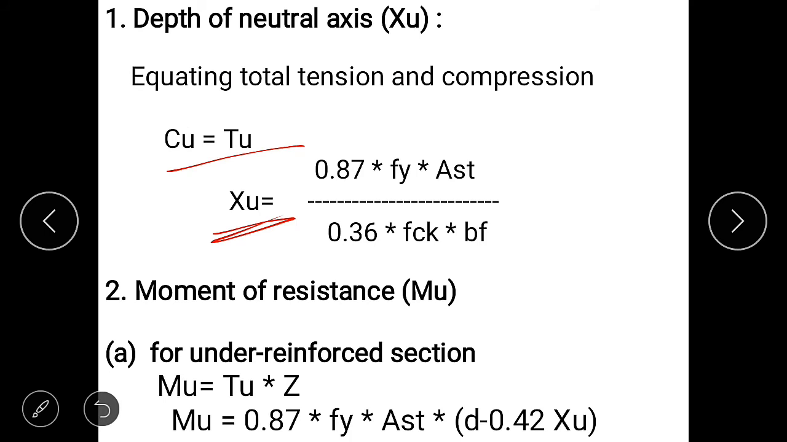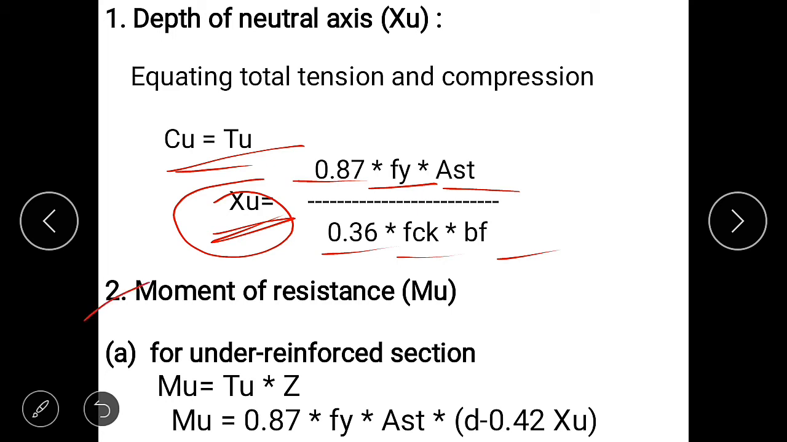So the formula of Cu is 0.36 fck bf into xu, which equals 0.87 fy into Ast. If we have to find xu, then the formula is 0.87 fy into Ast divided by 0.36 fck into bf. So easily you can find xu for the first case. The first case is xu equal to Df or xu smaller than Df. For that you can easily find xu.